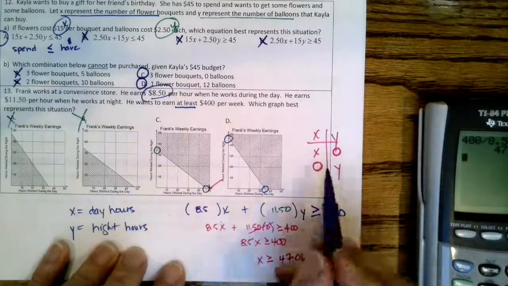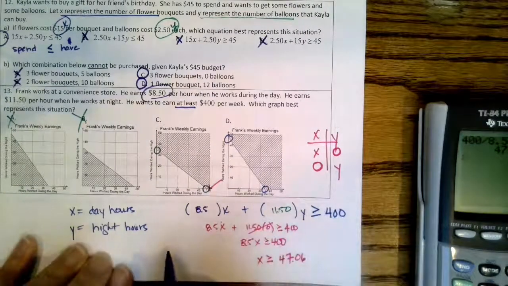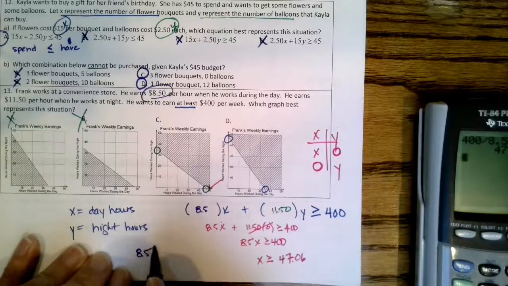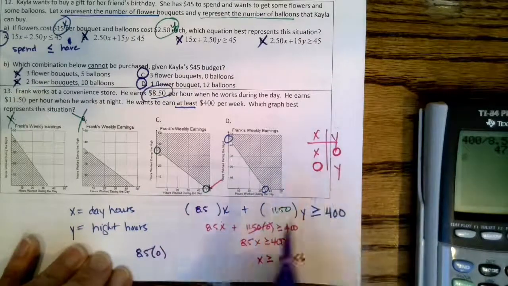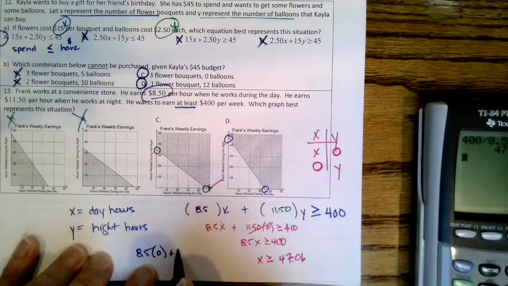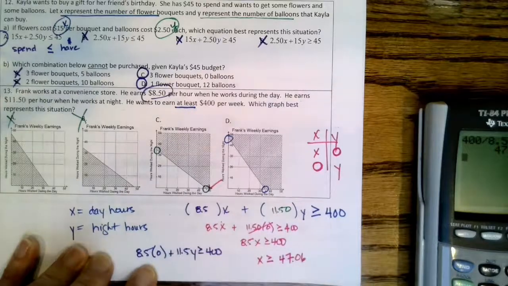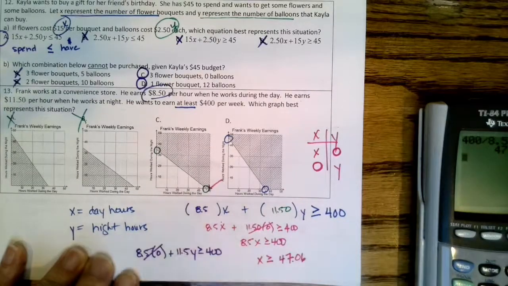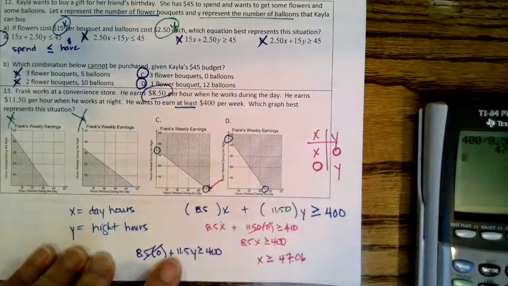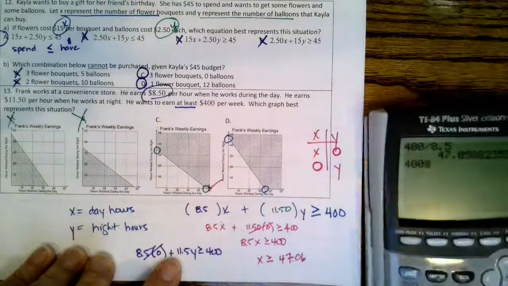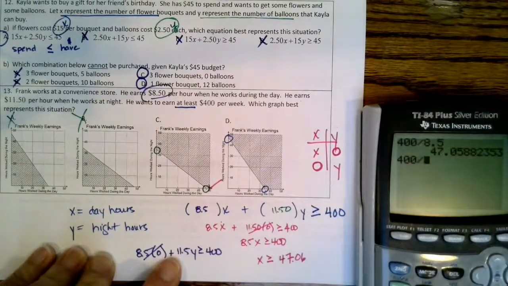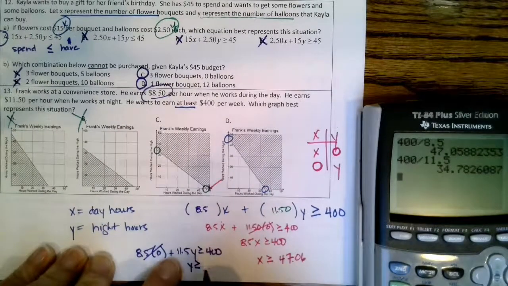Now, I'm going to double check and do the math for my other intercept too. So I'll come over here and I'll say, okay, what if I put 0 in for x and I solved for my y? This becomes 0. So when I take 400 on my calculator and divide by 11.5, I get y has to be greater than or equal to 34.78.